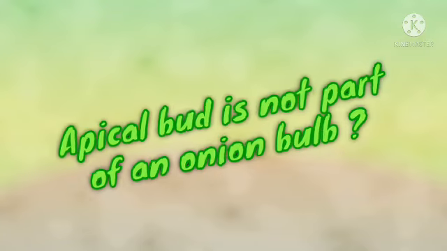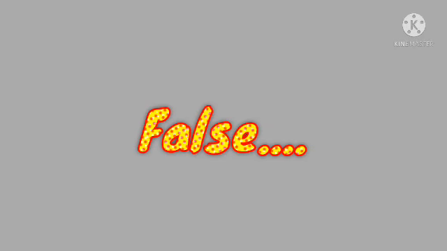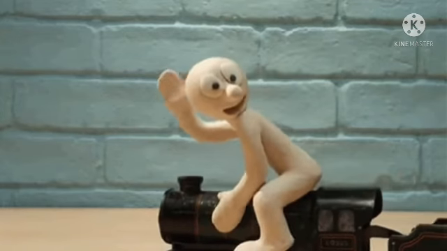Now let's go to the next practical question. Apical bud is not part of an onion bulb. True or false? Let me see who's going to get it right. The answer is false. You got it again. That is smart of you. Yes, because the apical bud is part of an onion bulb. So the answer is false.